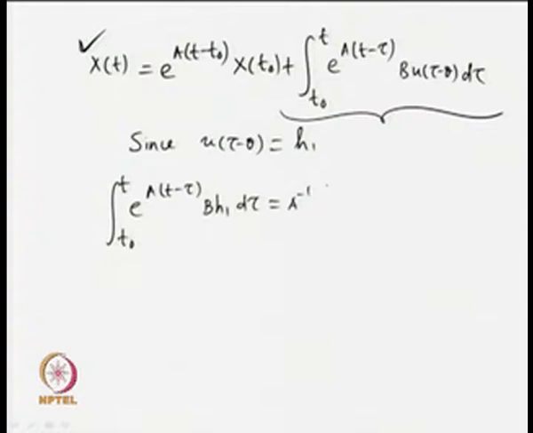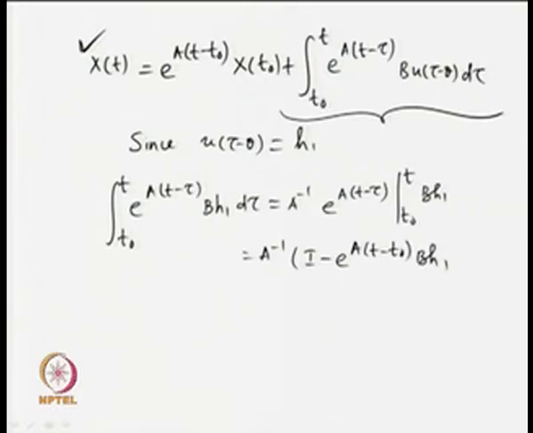Then we will have the integral of e to the power a(t minus tau) with the limits t0 to t, b h1. When the limits are put, we get it in the form of a inverse (e to the power a(t minus t0) minus I) b h1. So, thus we get the integral in this form.